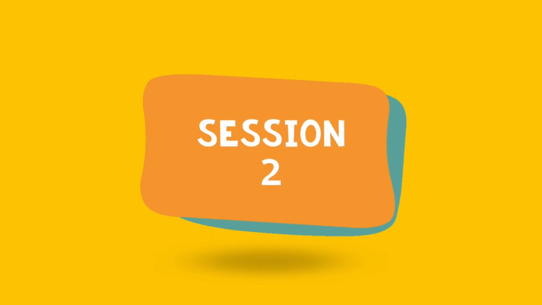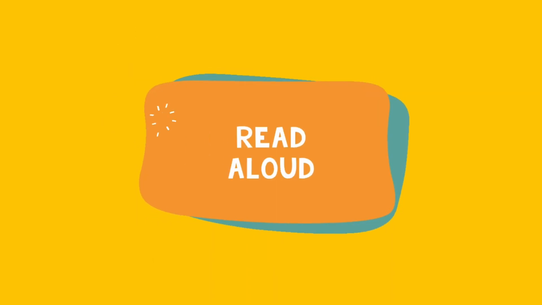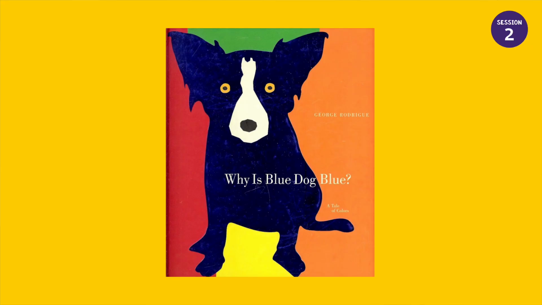So when they come back for session 2, you're going to present a quick fun fact and a read aloud. And the read aloud is a book by George Rodrigue. It's called Why Is Blue Dog Blue? It's a cute book, and it exposes them to lots of different colors.